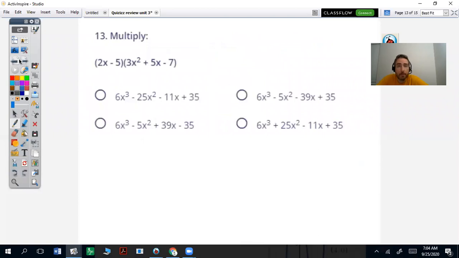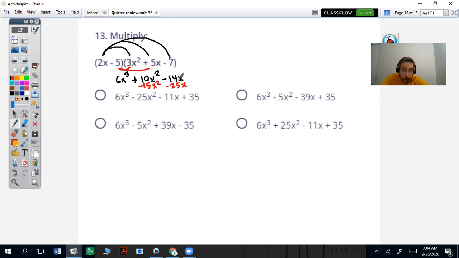All right, 13. Multiply. That's going to be 6x to the third. That's going to be 10x squared. And that's negative 14x. That's negative 15x squared. That's negative 25x. And then that's positive 35. So 10 minus 15 is negative 5x squared. And negative 14 and negative 25 is negative 39x. So that's what we want.